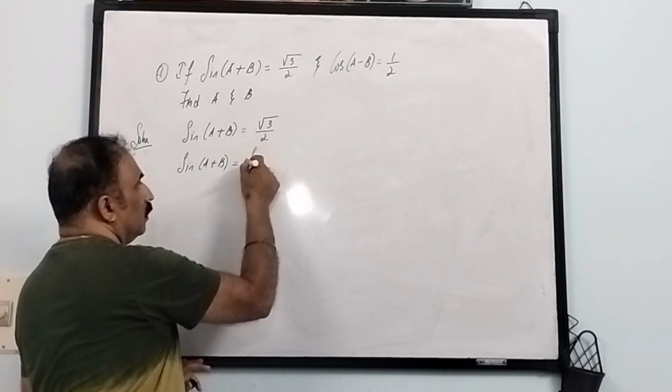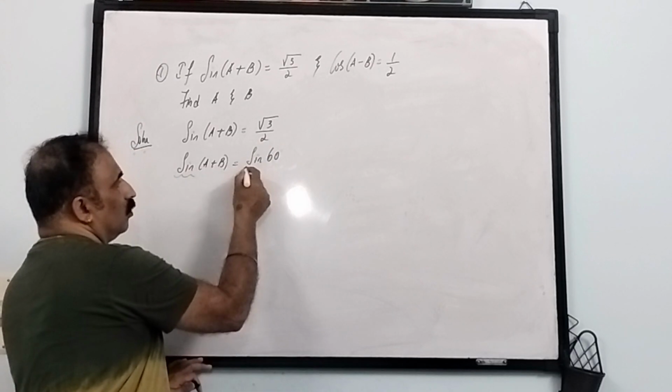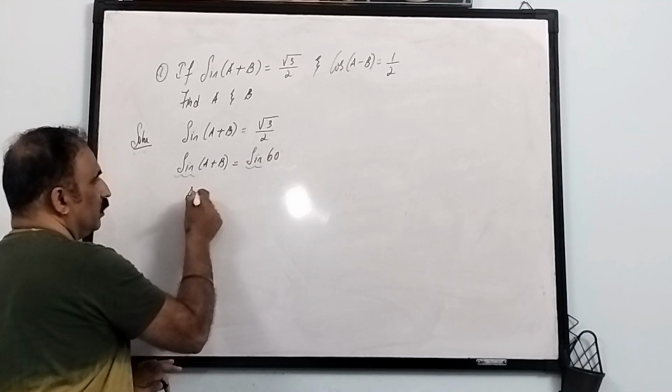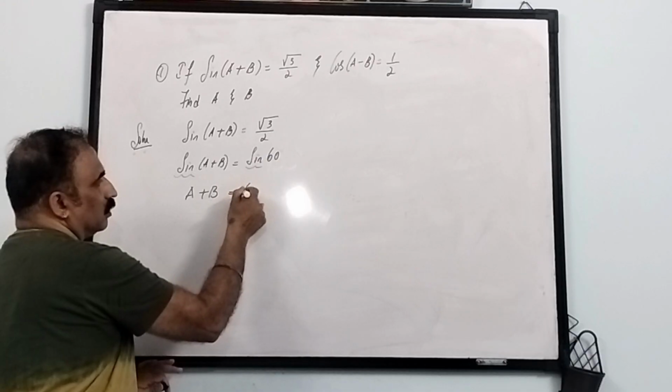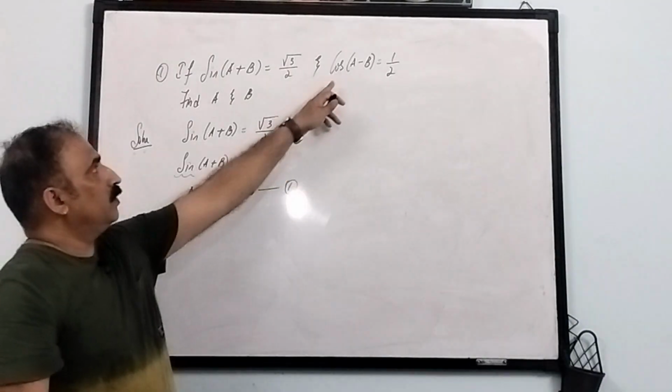So that will be sine 60 degrees. So equating sine on both sides, we get the first equation, a plus b is equal to 60 degrees. We'll call this equation 1. Next we'll take up the second part.